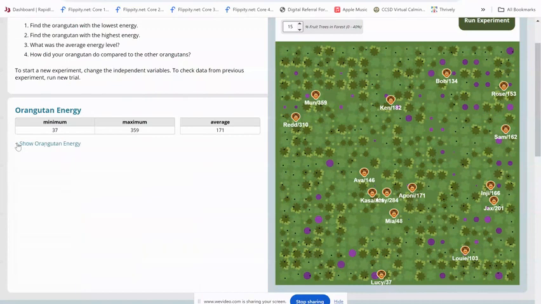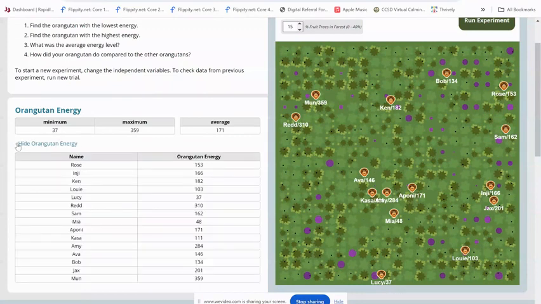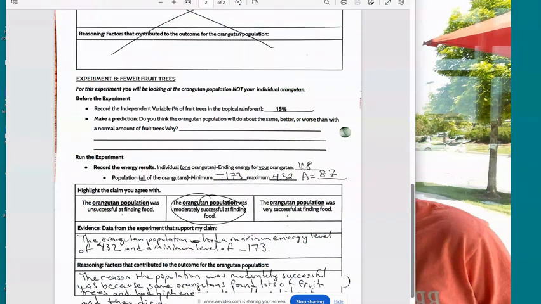Again, you will probably see it like this, and you just click the plus. So Amy has 284 energy level. The minimum was 37, the maximum 359, average 171. So we go back to our paper. We write down your orangutan's number. This is Ken's. You put the minimum, the maximum, and the average.